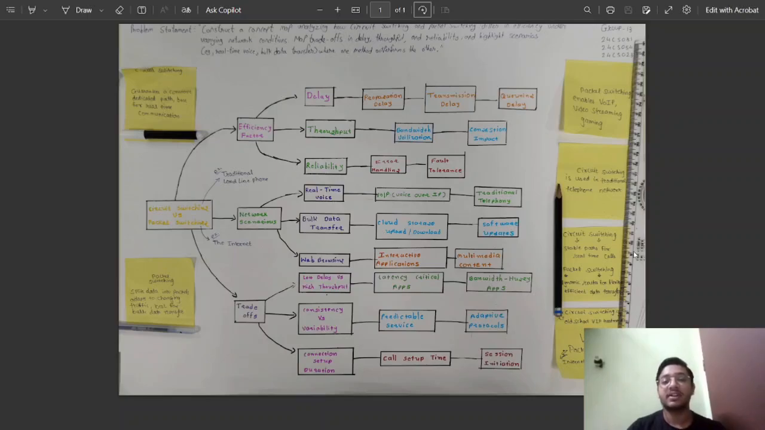We expanded the trade-offs. We added details about delay, reliability, and throughput because this helps us compare the strengths and weaknesses of both techniques more clearly.